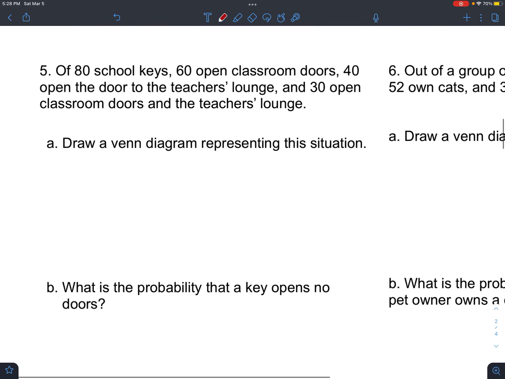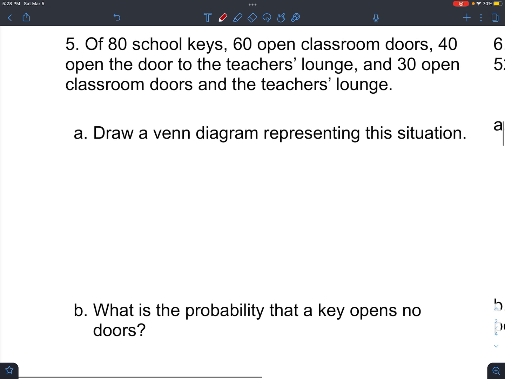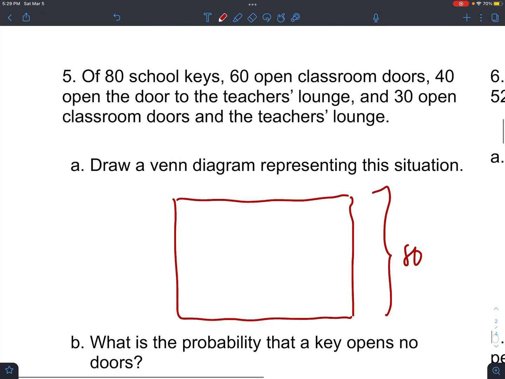All right, let's look at 2 more Venn diagrams, and then we'll do just a tad more about independent and dependent. So we got school keys. We got 80 of them, and they're inside of this. We call it the universe for some reason, but the universe is all 80 of these keys, and some of them open classroom doors, A, and some of them open the teacher's lounge, B. Okay, you would hope that all of the teachers' keys open the teacher's lounge, but in this case, that's actually not true.